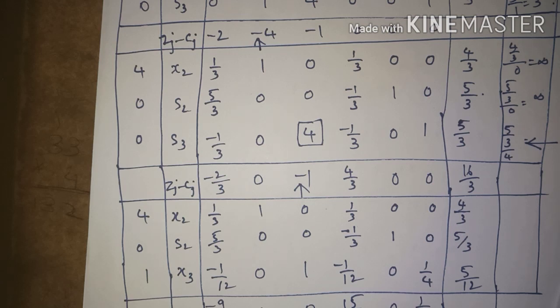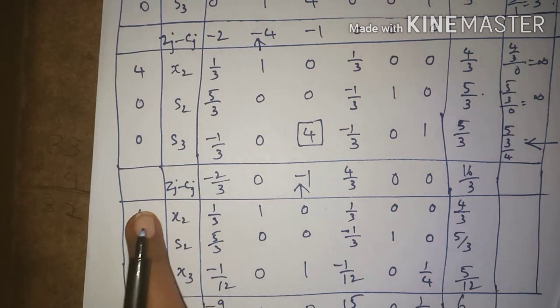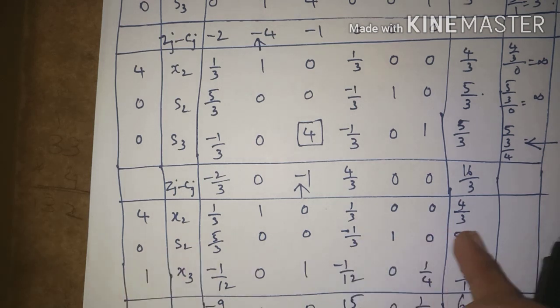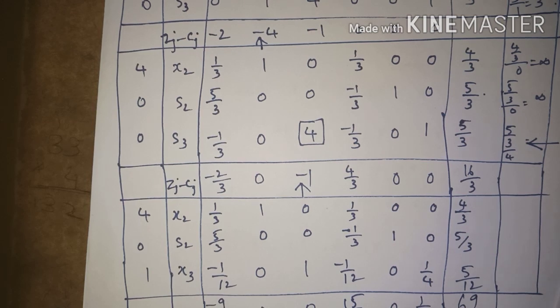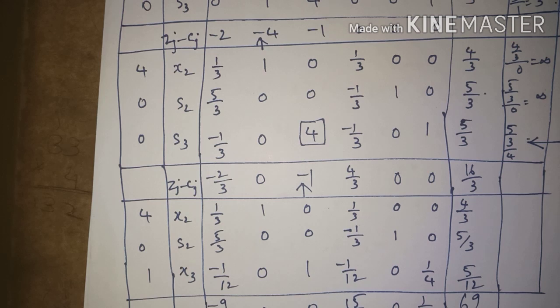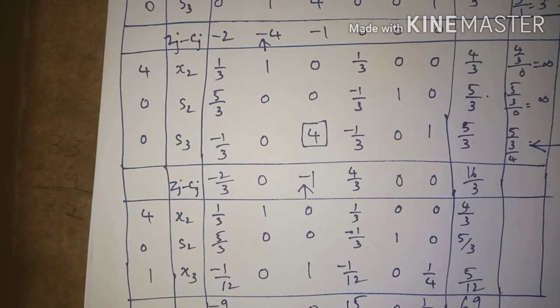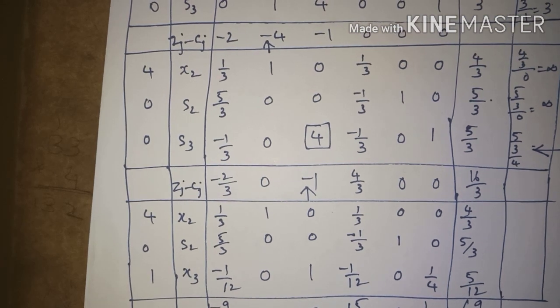LCM is 12 now. Now if you simplify, 4 into 4 by 3 plus 0 plus 5 by 12, you will get 69 by 12 here. Now, did we reach the optimal condition? Check it out. We did not reach the optimal condition. We have to go for the next iteration.